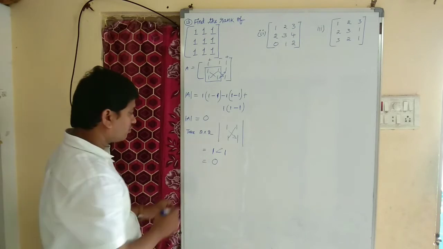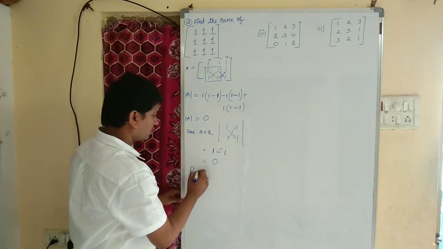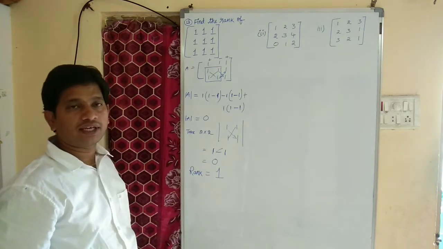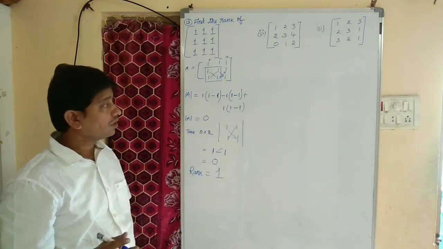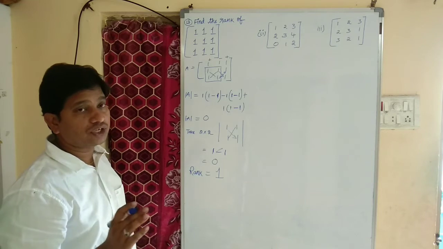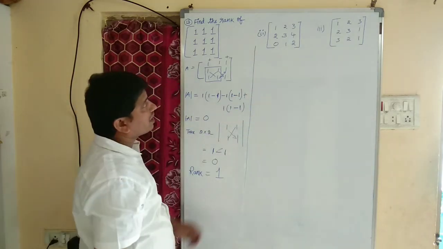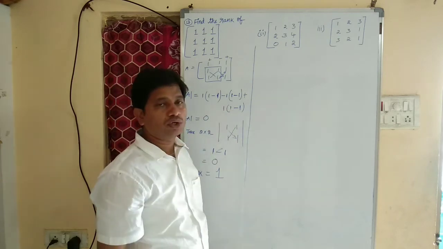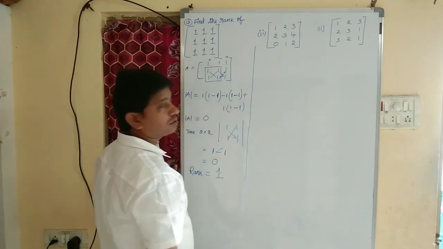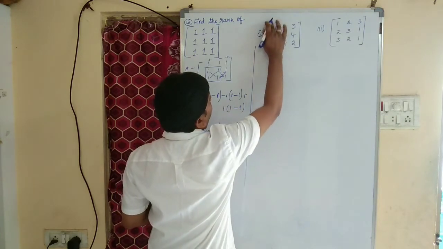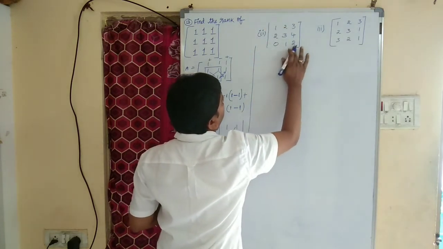Then the rank of the given matrix is 1, children. Rank is how much? 1. Okay. Now let us see the second question so that you will understand clearly. So the given matrix is what? The given matrix is 1 2 3, 2 3 4, 0 1 2. Okay. Let us find the determinant of the matrix.